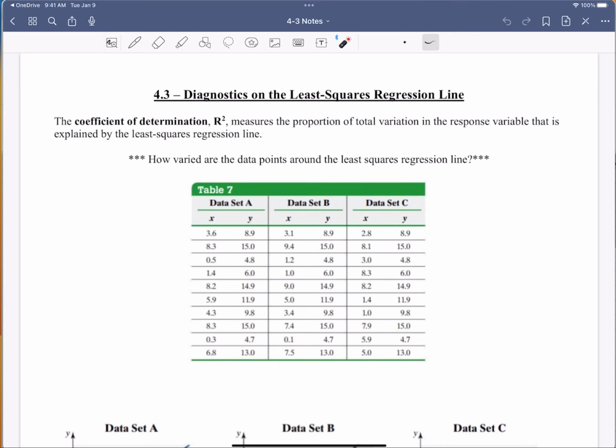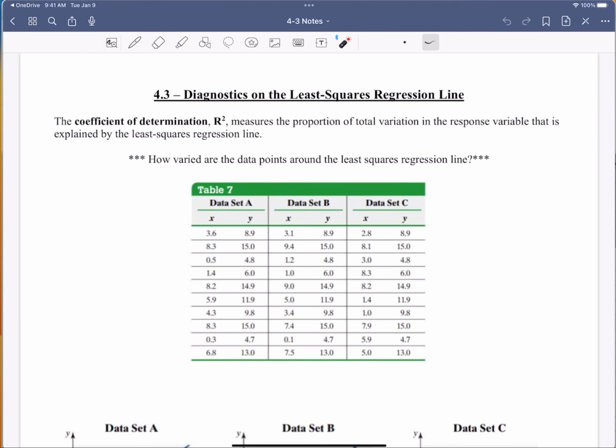This is fancy talk for measures the proportion of total variation in the response variable that is explained by the least squares regression line. What? What are you talking about? This is what I'm talking about. How varied are the data points around that least squares regression line?